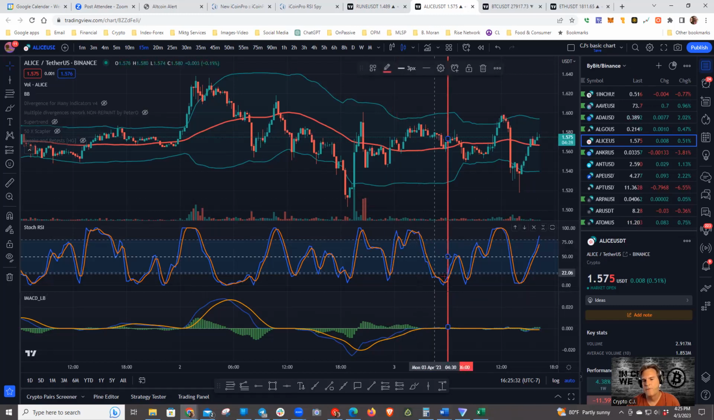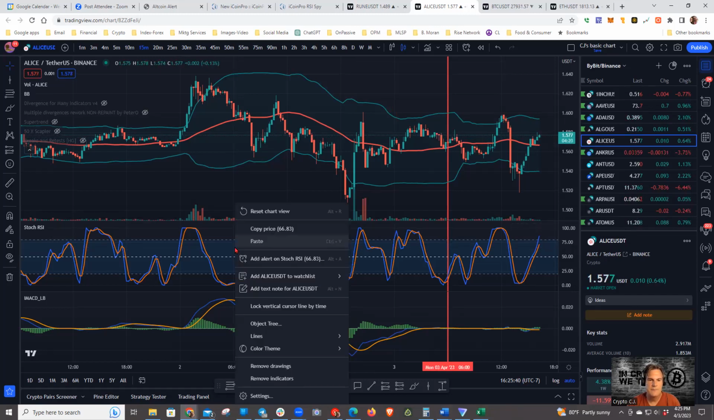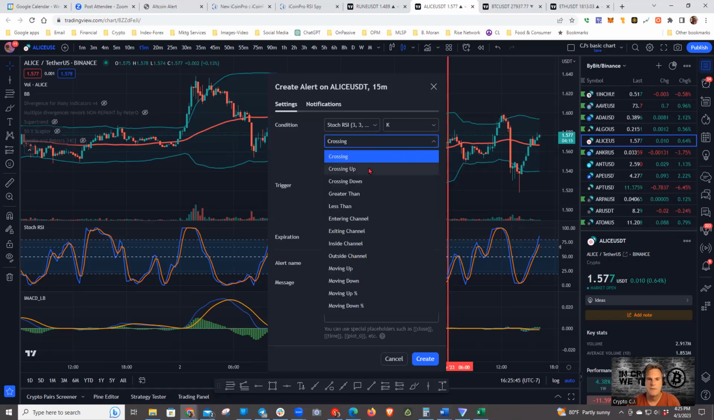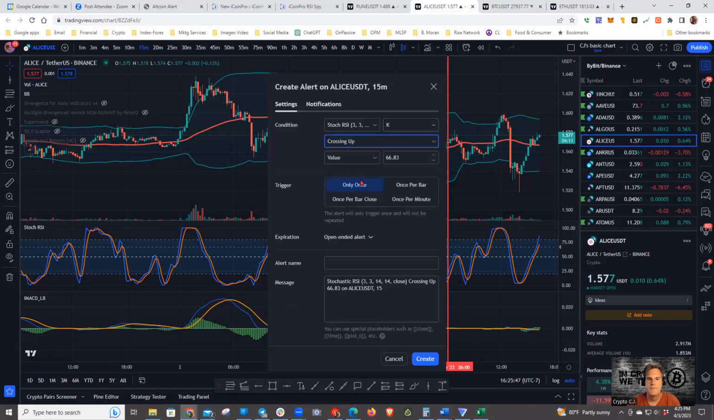When it dips below 20 and comes back up, more often than not, you can get a pretty good entry that way. And to set an alert on that, right click on the stochastic RSI, add the alert. You're going to be crossing up. The K line is the blue line. And your value is going to be 20.